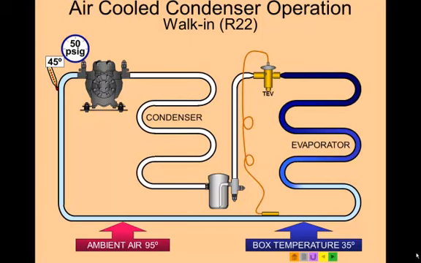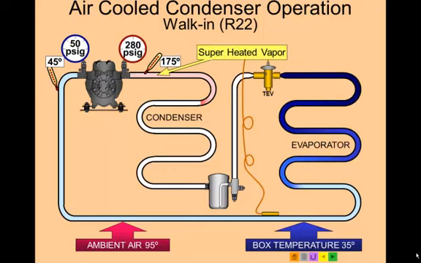Here we have a typical air conditioning condenser, a walk-in actually, in this case a walk-in refrigerator. We're looking at the box temperature of 35 degrees with an outdoor ambient of 95 degrees. We have a 50-pound back pressure and a 280-pound head pressure. And we're coming out of that compressor very, very hot at 175 degrees, so it is superheated. It is above the pressure-temperature saturation condition.